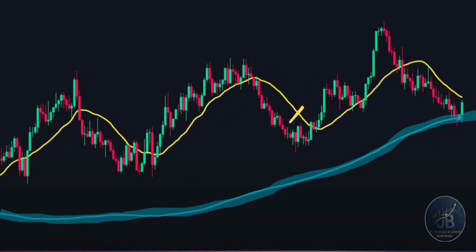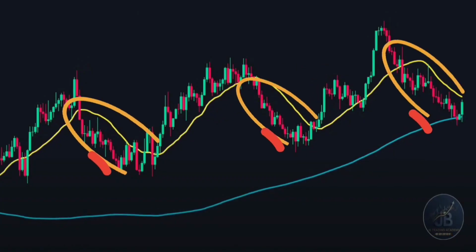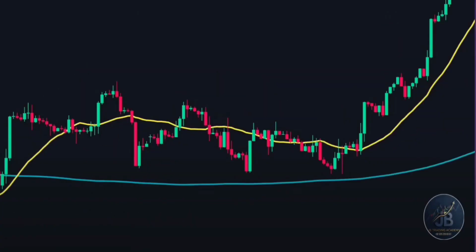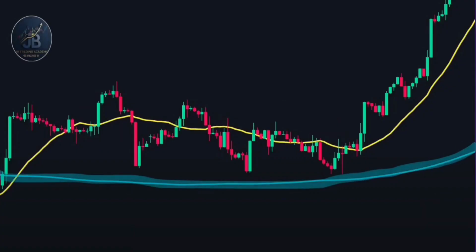Knowing that the price was in a long-term uptrend, we can say that selling during this period would have been risky because we would have been trading against the long-term trend.